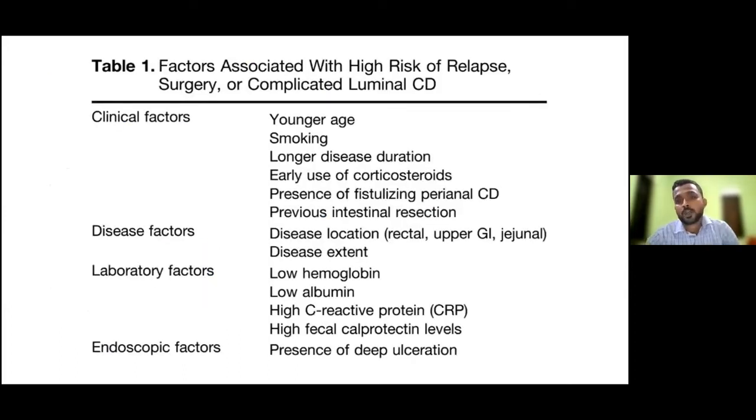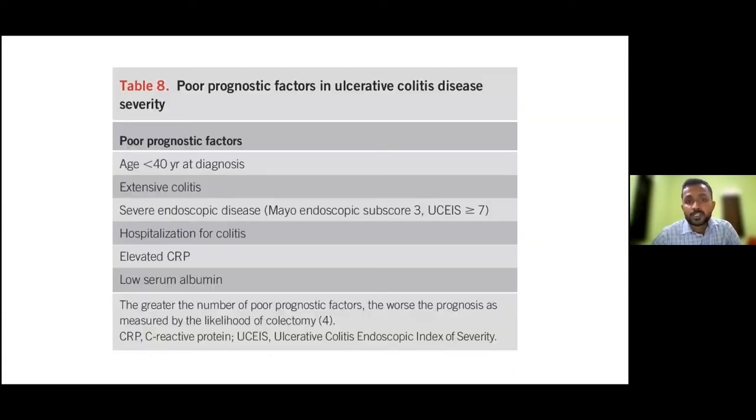So I was talking about poor prognostic factors. These are the poor prognostic factors for Crohn's disease. Younger age, smoking, longer disease duration, early use of corticosteroid, and the disease location, especially upper GI Crohn's disease, are associated with poor prognosis. And there are also some other factors you can see. And these are the poor prognostic factors in ulcerative colitis: younger age at diagnosis, extensive colitis, severe endoscopic disease, previous hospitalization for colitis, elevated CRP, and low serum albumin.